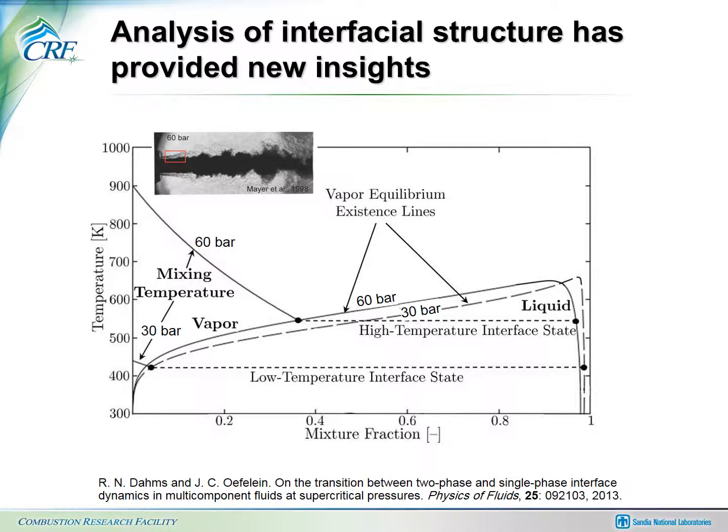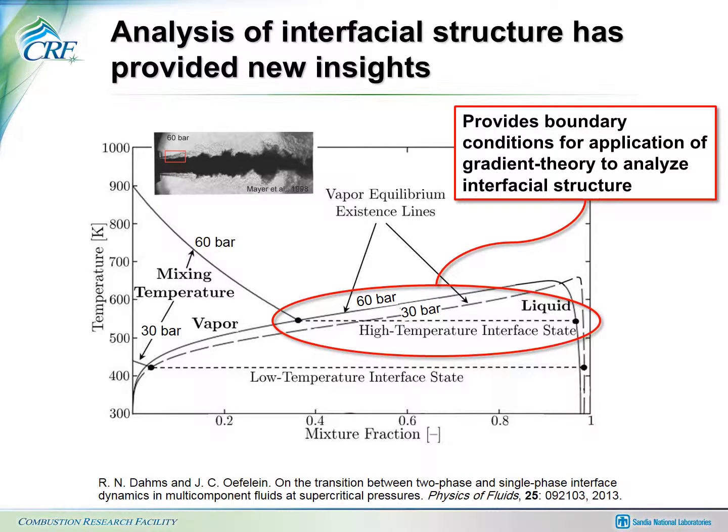To do that, we're going to apply gradient theory, and that's what I want to describe next. What I'm showing you in this plot is essentially the exact same figure as the last plot. Only now what I want to focus on are the low temperature interface and the high temperature interfacial states. In particular, we want to use those states as the boundary conditions for application of gradient theory, which is what we use to analyze the interfacial structure.